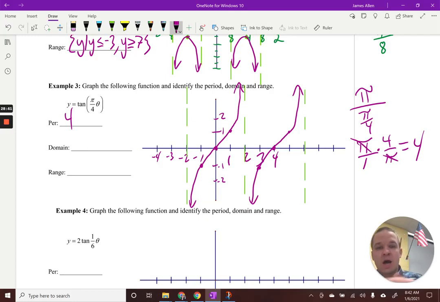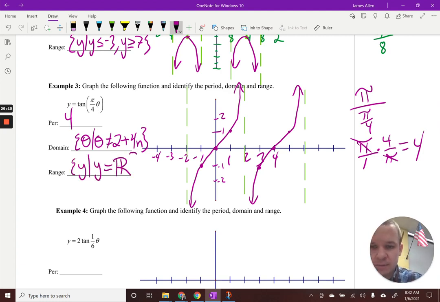So what's my domain here? My domain. I have an asymptote at 2, so let's go with theta such that theta cannot equal 2 plus, how often does it repeat itself there? I've got 3, 4, 5, 6 is where, so every 4, so plus 4n, right? That is my period, so that makes sense. And then my range, all real numbers, negative infinity to infinity, but since we're in set builder for the first one, I'll continue in that.